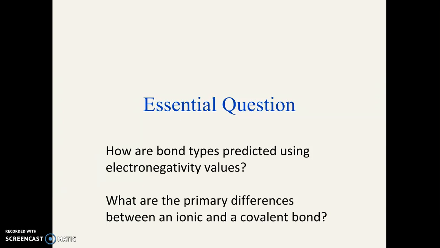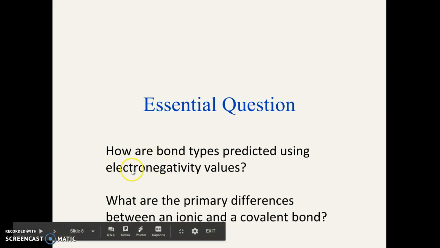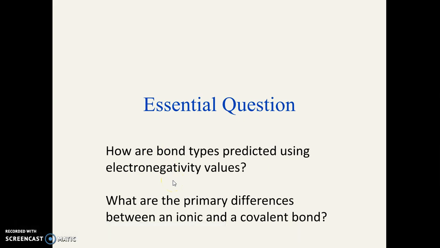And what are the primary differences between an ionic and a covalent bond? So these are also the essential questions that need to go at the top. I know we have 3 essential questions for one kind of note sheet, but we're covering all of this stuff at once. So remember talking about electronegativity with the periodic trends? Well, I told you that was going to come back. It's coming back right now.